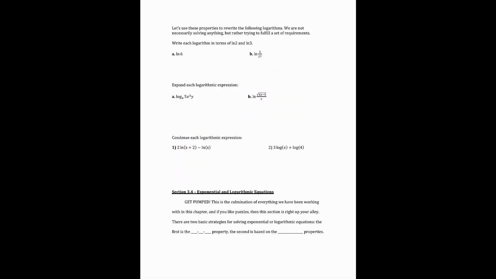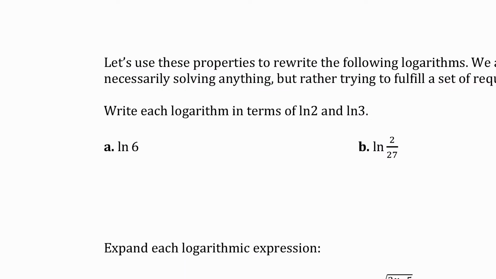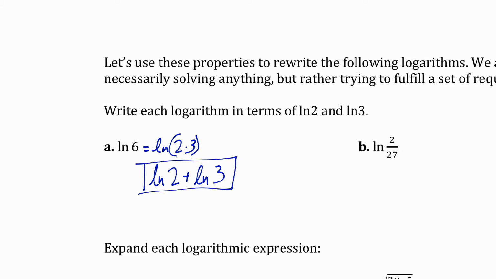I forgot to erase that page since I last did it. The first part says, write each logarithm in terms of ln of 2 and ln of 3, the natural log of 2 and the natural log of 3. So looking at this first one, natural log of 6, well, 6 is the same as 2 times 3. So let's start with that. So I'm going to do natural log of 2 times 3. So it's a product there. So since it's a product, we can use the product property and we get natural log of 2 plus the natural log of 3. So just writing it in terms of natural log of 2 and natural log of 3.